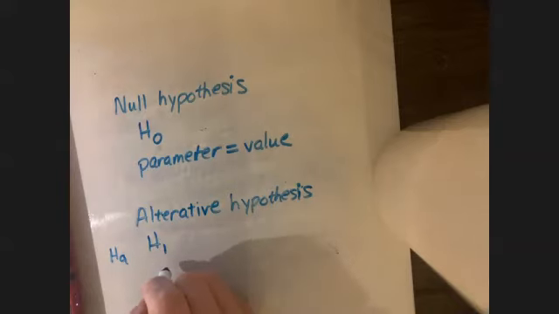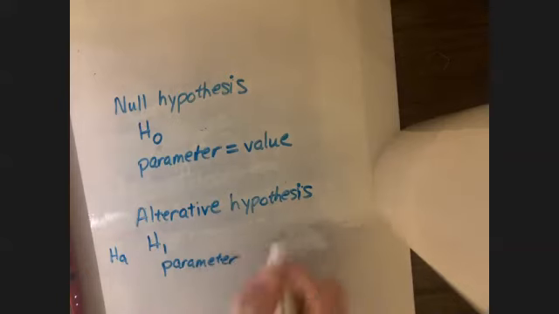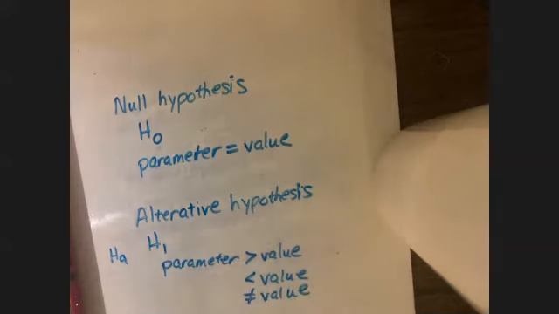Now, this is going to be that our parameter, okay? Now, it may be greater than the value. It could be less than the value, or it could be not equal to the value. Okay. Now, each one of these presents its own unique situation. Okay. And we do have to kind of know which type of test there is. Okay. So we're going to take each one of these kind of one by one. Okay. So I'm going to clear all this for a second.